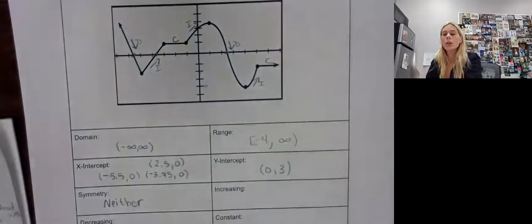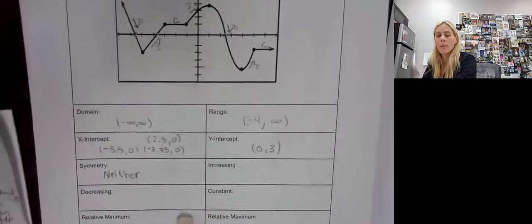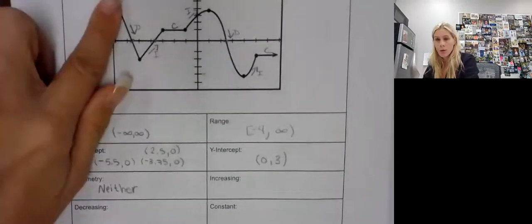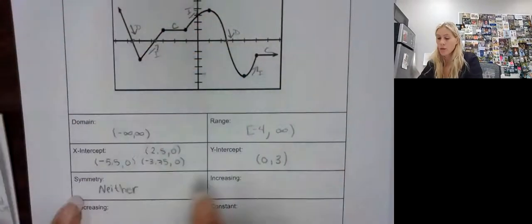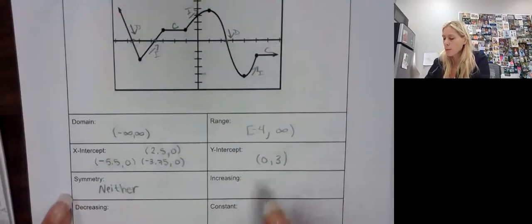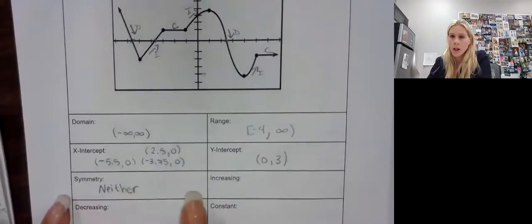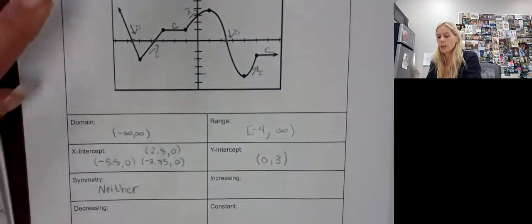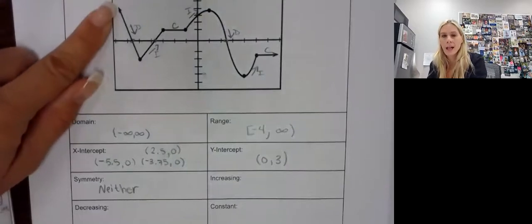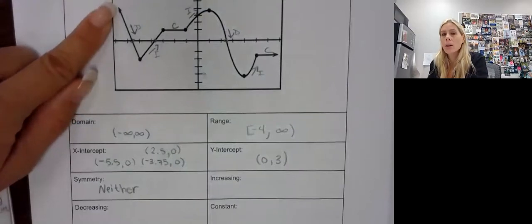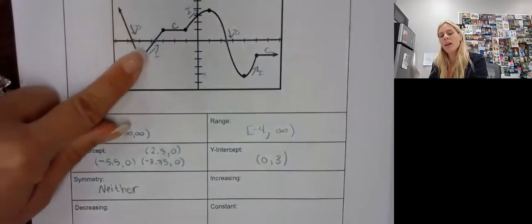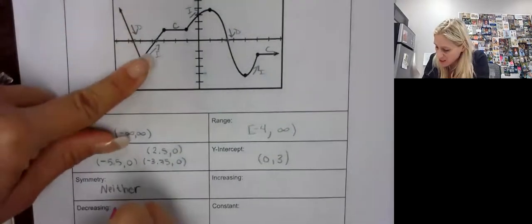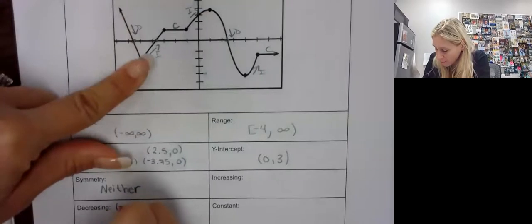Now, I'm going to show you this time that we're going to actually put the intervals in order from left to right in the correct spot. So we're not just doing all the increasing, all the decreasing, all the constant. This way you're going in order and you know you're not forgetting anything. So where do we always start? At the left side. That is an arrow. So we're going to start at negative infinity. Now, as you can see, this part is decreasing. So I'm going to go to the decreasing part and start with negative infinity.